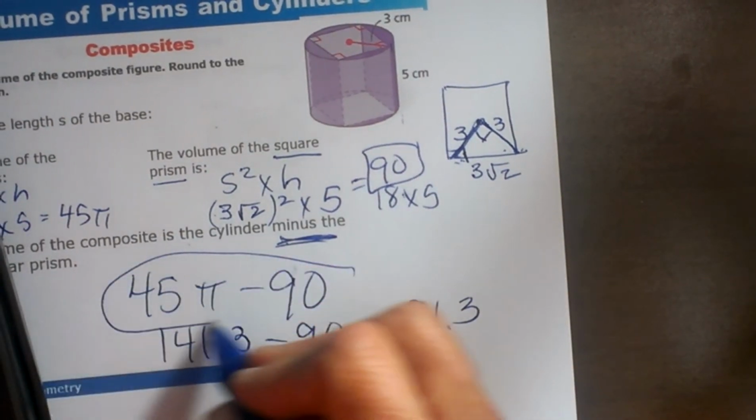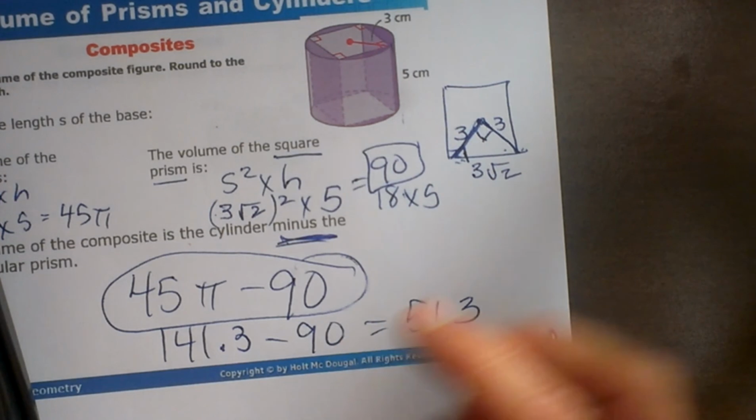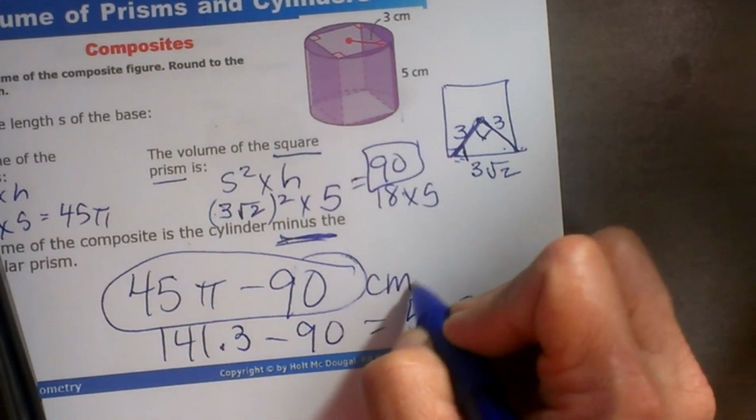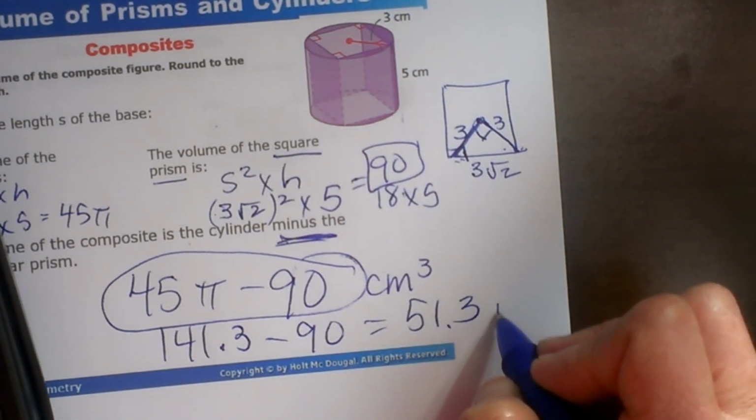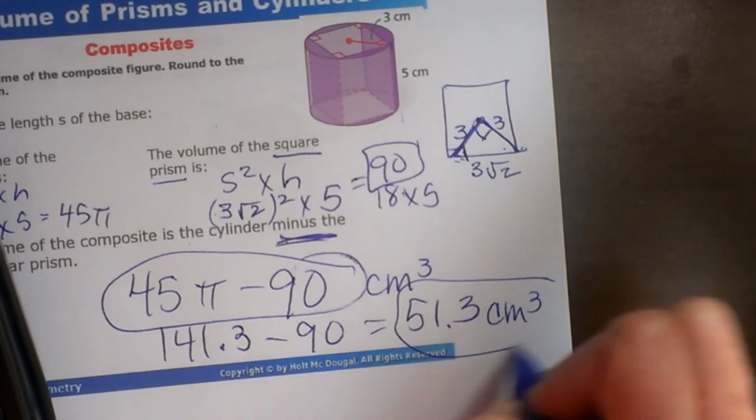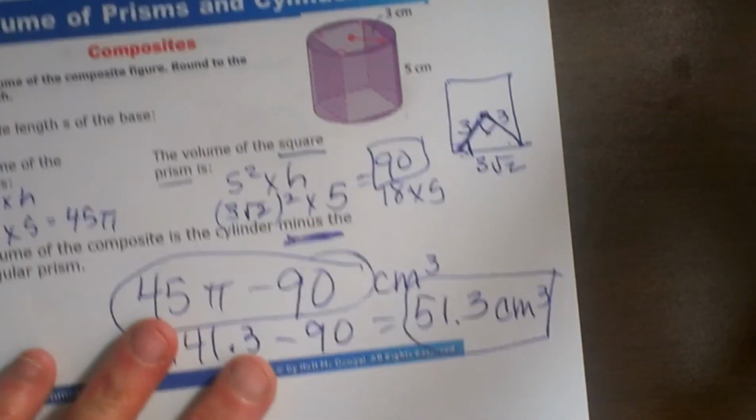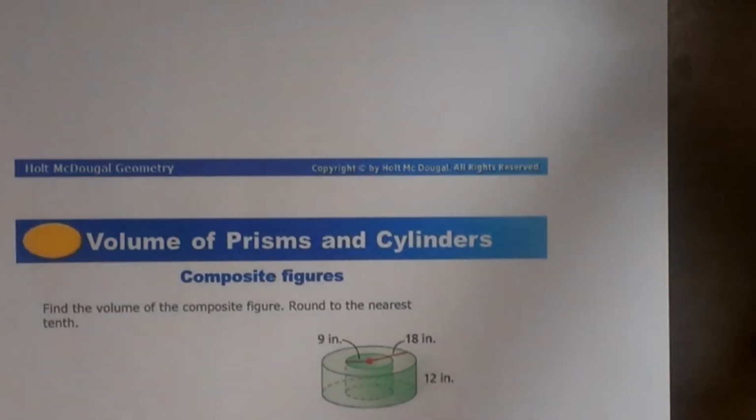If you're asked for exact, you stop right here and just throw your units in there as centimeters cubed. If you're asked for an estimate or a decimal, you would round it off to this point. So there you go. There's one of those where you're subtracting composites.